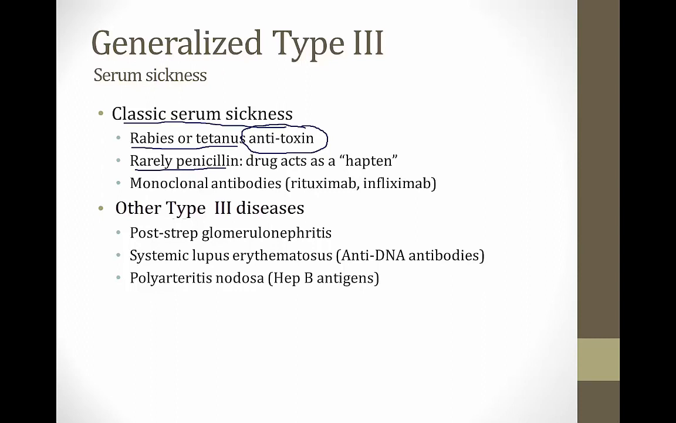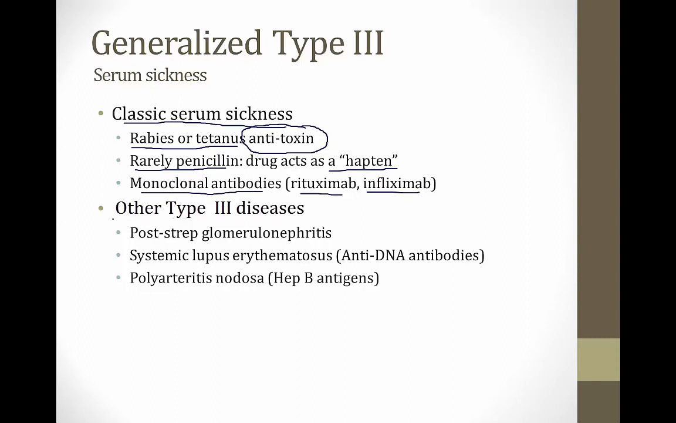Rarely, penicillin can cause a serum sickness-like reaction. The drug can act as a hapten, which is a small molecule that elicits an immune response, and antibodies can be formed and bind to penicillin, then deposit in the tissues and cause serum sickness. And then finally, certain monoclonal antibody therapies like rituximab, which is an antibody against B cells, and infliximab, which is a TNF-alpha antibody, have been reported to cause serum sickness-like illnesses, presumably by binding to antigens and depositing in tissues.